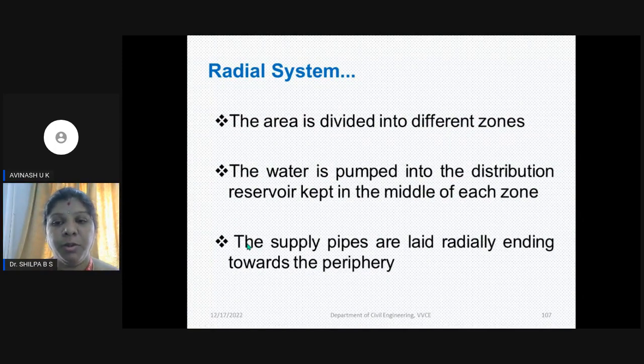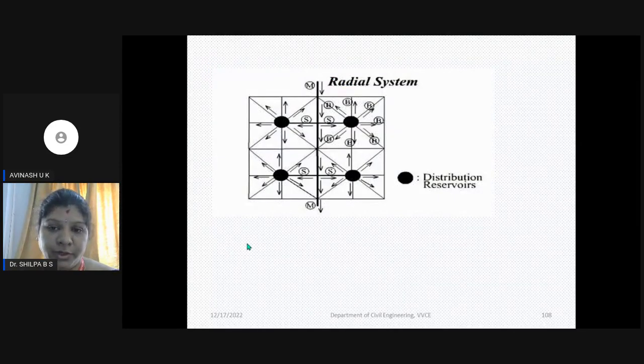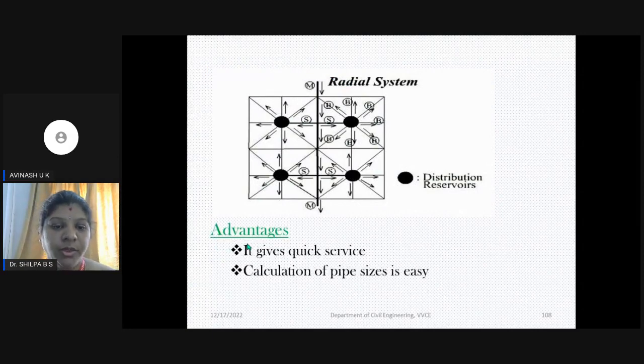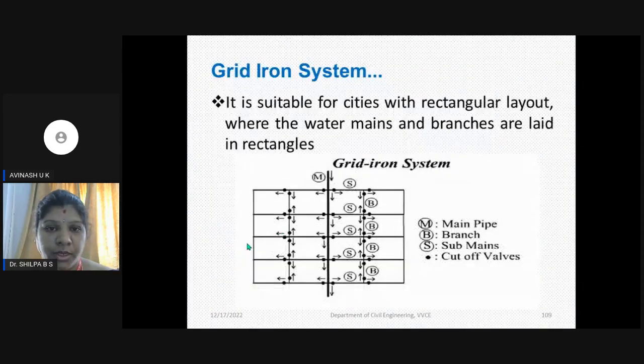The water will be pumped into the distribution reservoir, which is kept at the middle of that zone, and the supply pipes will be laid radially, ending towards the periphery. Okay, this is the schematic representation of the radial system. It gives quick service, and calculations of the pipe sizes will be very easy.